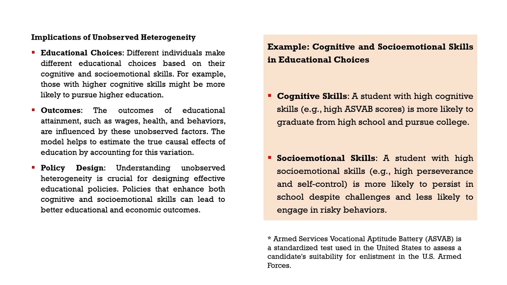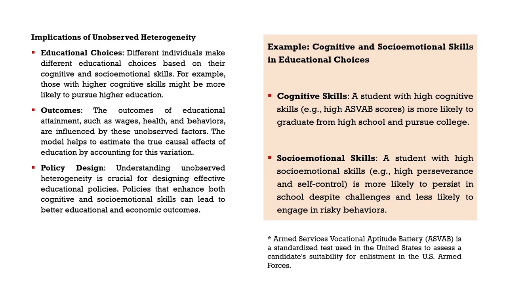We have discussed that higher education gives rise to higher returns to education, and we have also seen that if the expected value of returns is higher, then the demand for education is also higher in the current period. So, people with higher cognitive skills will be more likely to pursue higher education, and it will lead to better outcomes in future in the form of educational attainments, also wages, health, social behavior, which are all influenced by these unobserved factors. The model helps to estimate the true causal effects of education by accounting for this variation.